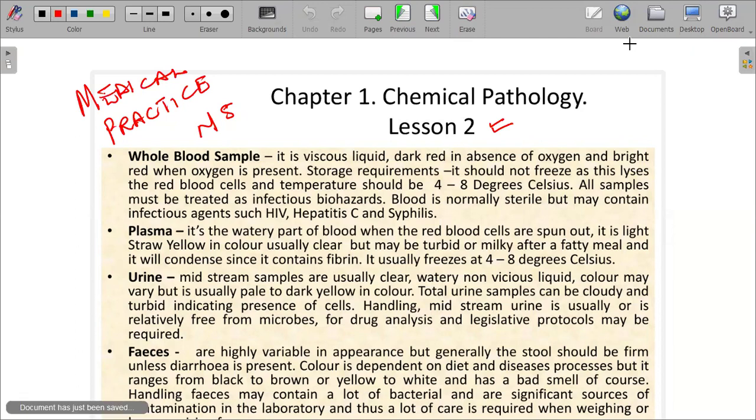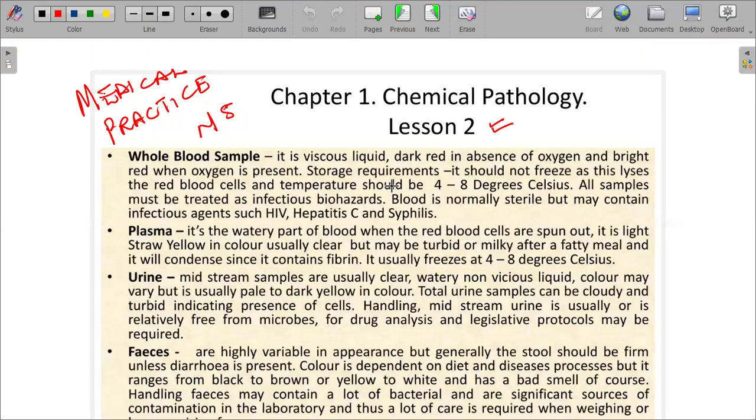I'm sure that in our first presentation and our first lecture, you understood and saw the validity of our time. Today we are going to continue talking about the whole blood sample and other types of samples that we are supposed to look at. So without wasting time, let's look at the notes that I've displayed on the board there.